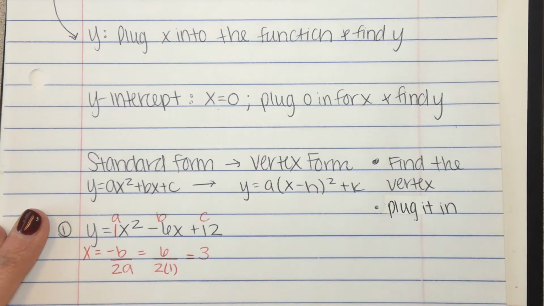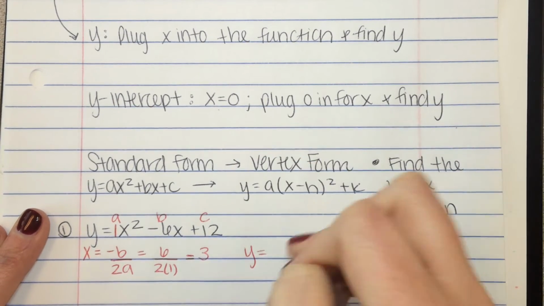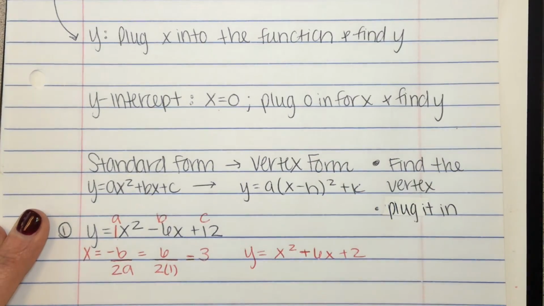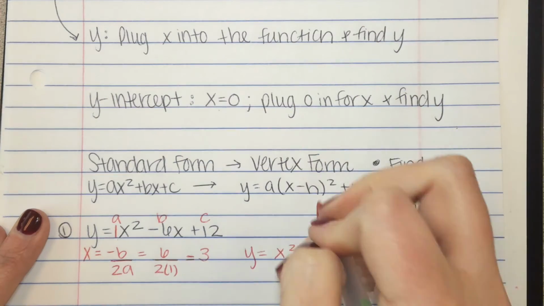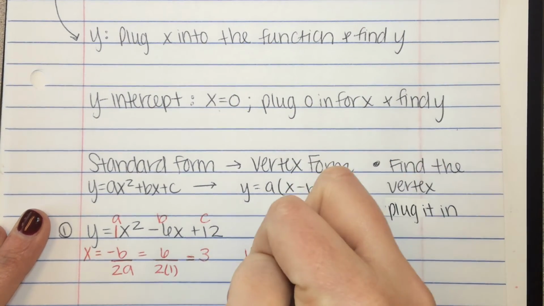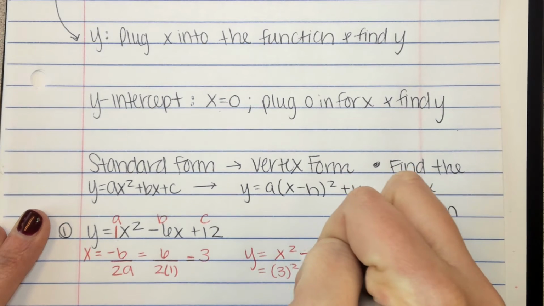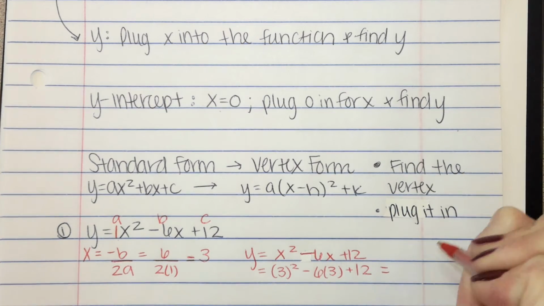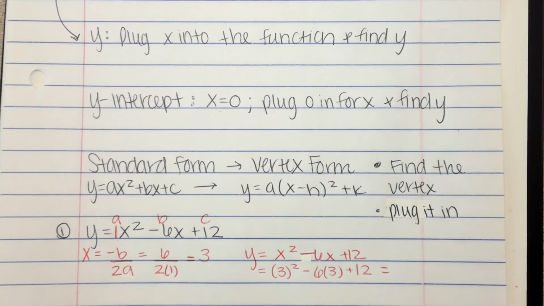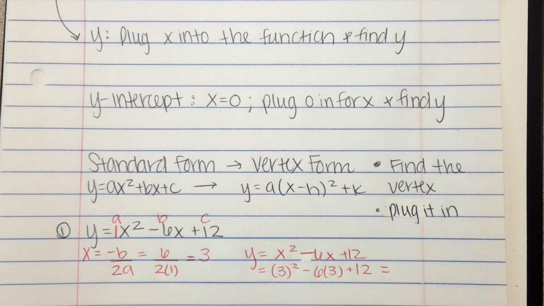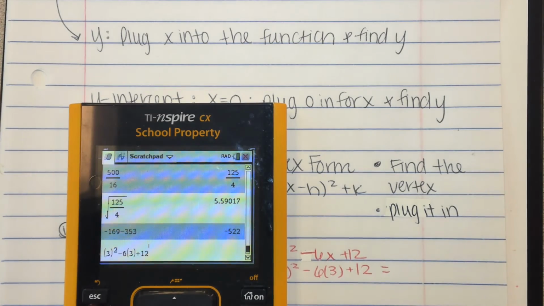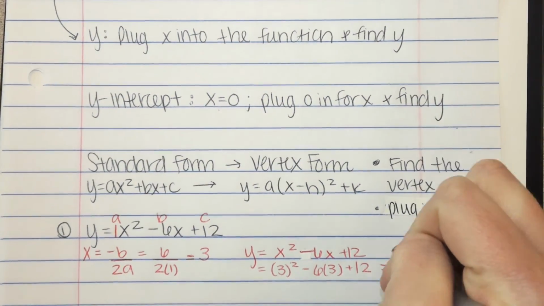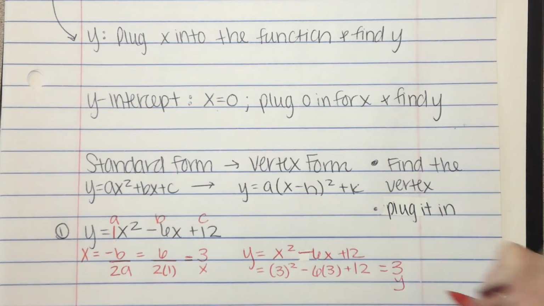Now I want to find Y. So I do Y equals X squared minus 6X plus 12. I'm going to plug in 3 for X. So that gives me 3 squared minus 6 times 3 plus 12. And then I'm going to do that in my calculator. You can do it in your head, but I'm going to use my calculator. You can too. Okay. As you can see, I'm typing it in exactly how it looks, and I get 3. So my X is 3, my Y is 3.